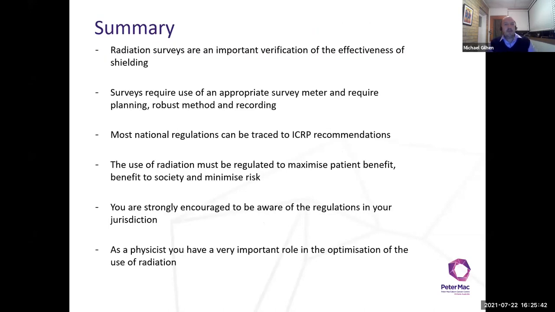So in summary, our surveys are a very important part of the verification of the effectiveness of shielding. You do need to plan the survey appropriately, select your measurement locations, select your beam parameters, use the correct instrument, and write things down. Most national regulations can be traced back to ICRP recommendations, so our regulations will all look different, but will all probably reflect ICRP recommendations, the key principles being justification, optimization, and limitation. Your regulations will apply to the treatment of patients and the imaging of patients, as well as to staff exposure. And I strongly encourage you to have an awareness of what regulations apply in your jurisdiction.